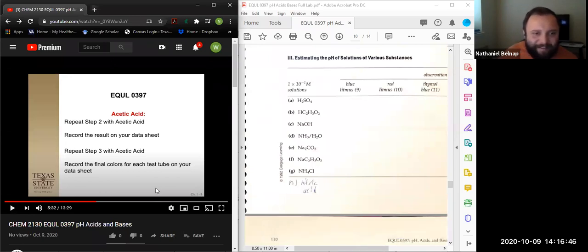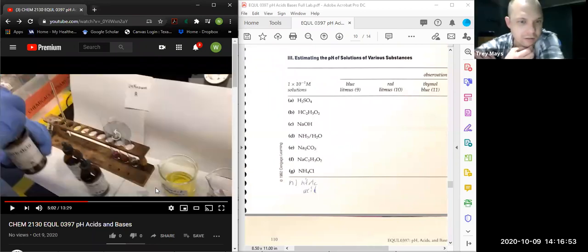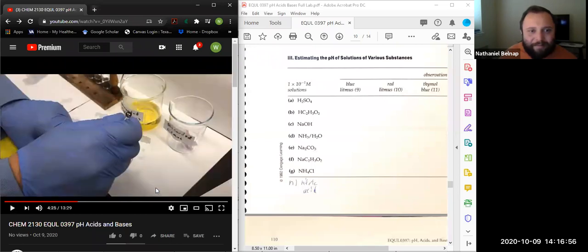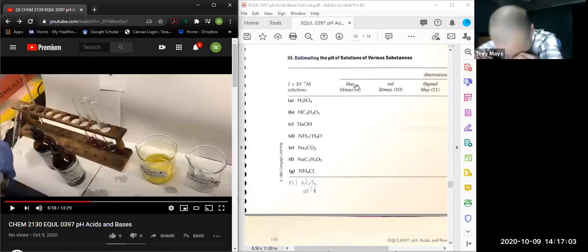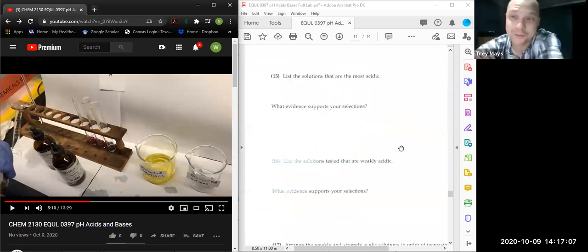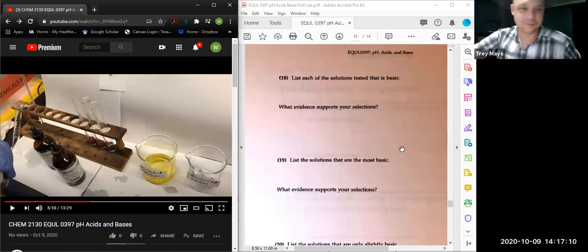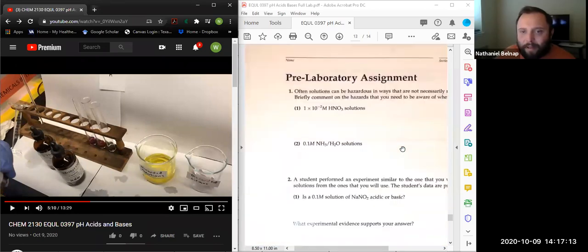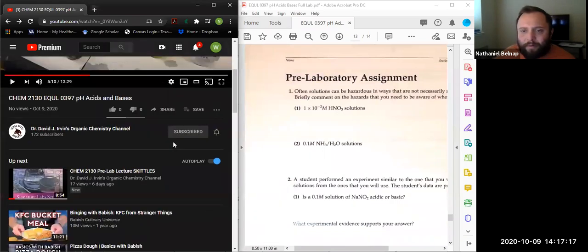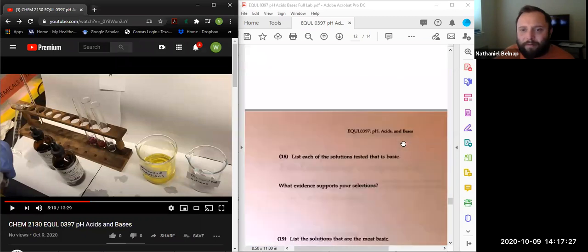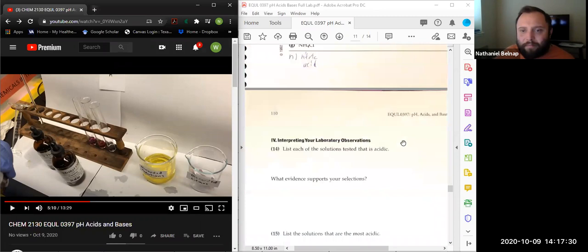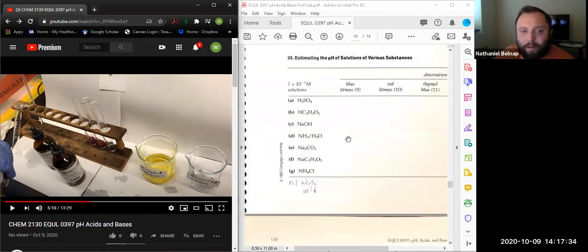Did it say unknown? Is that what he wrote on there? Let me go back. It was sulfuric acid, wasn't it? Yeah, it's supposed to be sulfuric acid. It does say unknown on there. But it was pretty acidic, whatever it was. I don't think it's supposed to be an unknown, because the point of this lab isn't to determine an unknown. Okay, anyway.